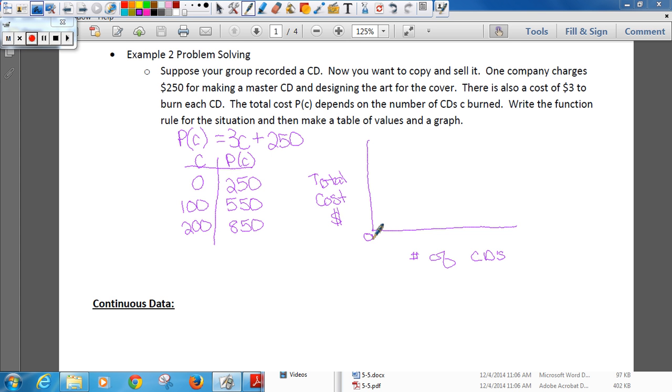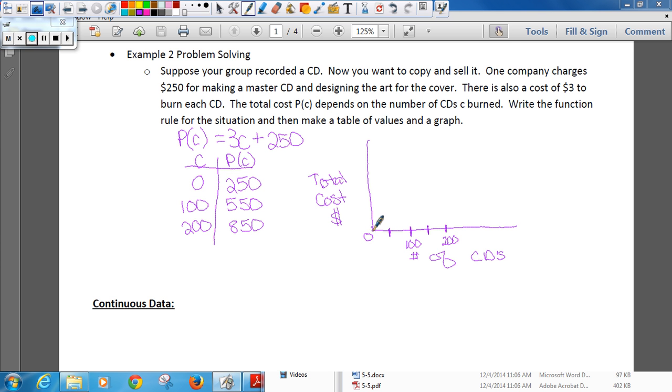Okay, and across the bottom, I have to go up to 200. I'm going to choose to go by 50s. So I have 0, 50, 100, 150, 200. So my scale there is by 50s, and going up, I have to go clear up to 850.